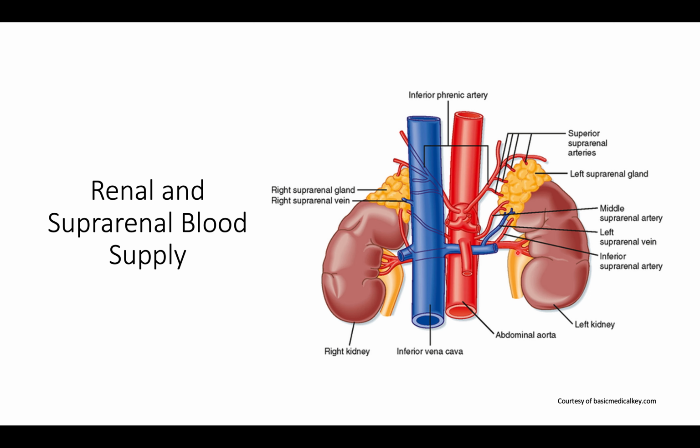However, the blood will then drain off into your suprarenal veins on either side, and those are singular structures. The left suprarenal vein actually drains directly into the renal vein, and then that renal vein will drain into the inferior vena cava. However, on the right side of the body, the right suprarenal vein will drain directly into the IVC.